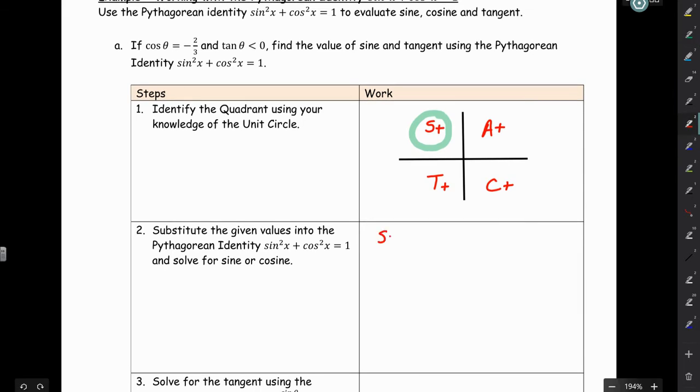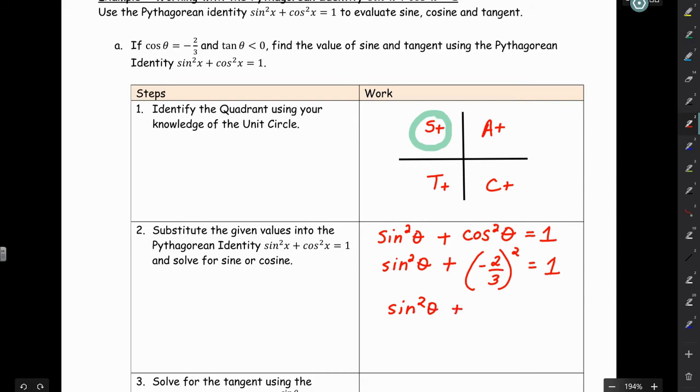We are 1. And we'll fill it in with the information that we have. We have cosine, but we don't know sine. So we have sine squared theta. If we square the cosine, we end up with 4/9, equals 1. So we'll have sine squared theta equals 1 minus 4/9, which is 5/9.